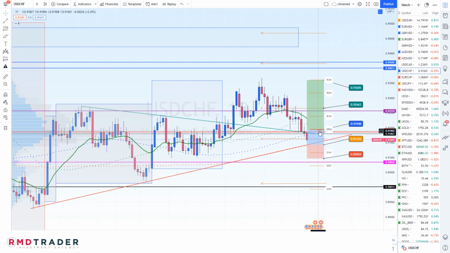Should price, however, break higher once again, getting above our weekly pivot at 0.919, there would be two more targets that I've identified. Firstly, that monthly pivot at 0.926, and finally, the weekly R3 pivot at 0.936.